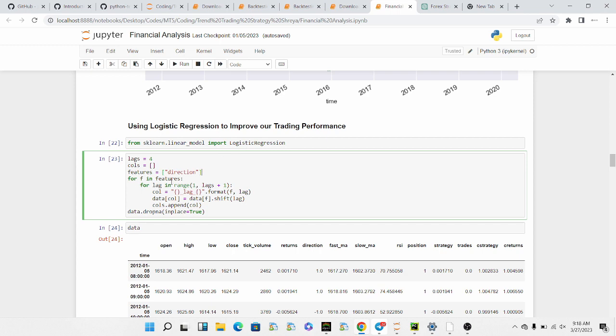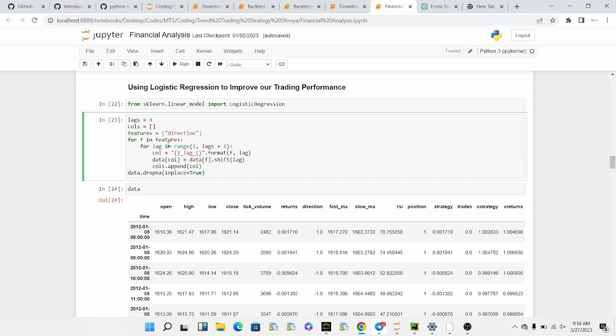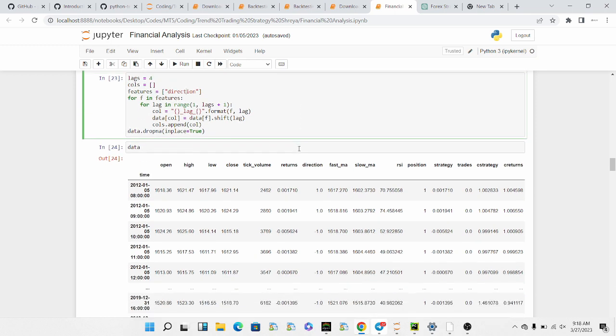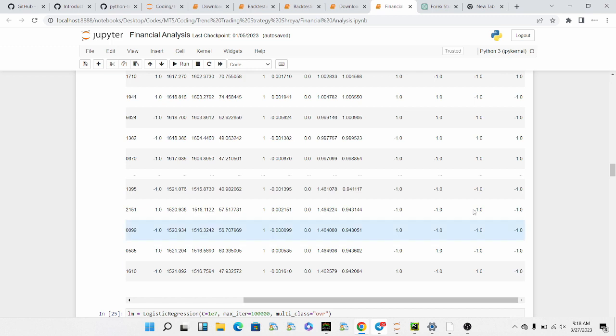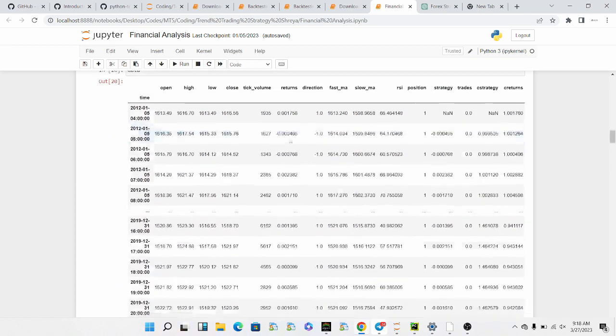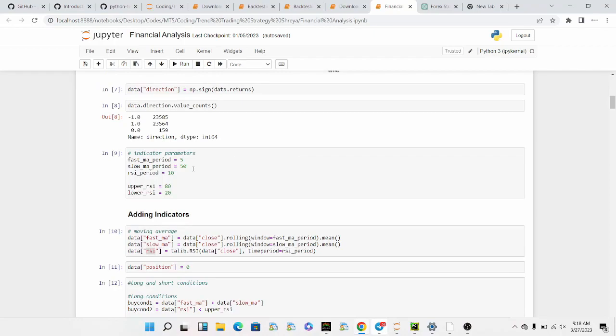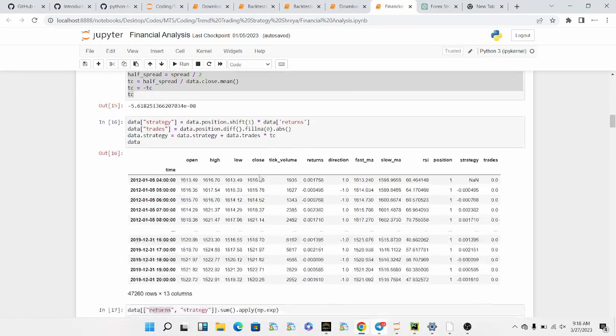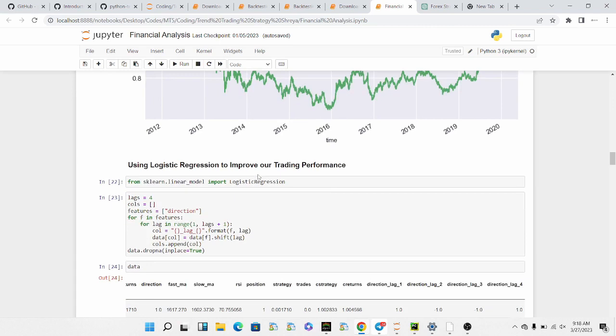Right, so for f in features, we just loop through them and create lags. We're basically creating lags of the direction. Let me just show you guys that here. You can see we currently have direction lag 1, 2, 3, 4. These lag values were also optimized, with these two values here for the upper RSI and the lower RSI. Maybe you can add other features here, and it could prove to build a more profitable strategy. But we want this strategy to be as simple as possible.